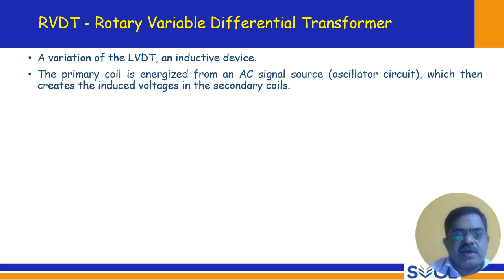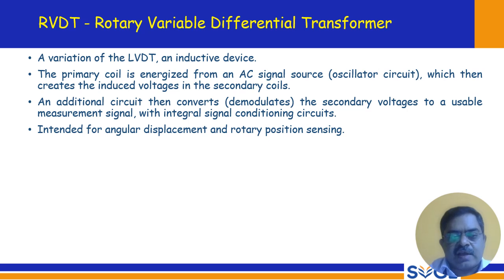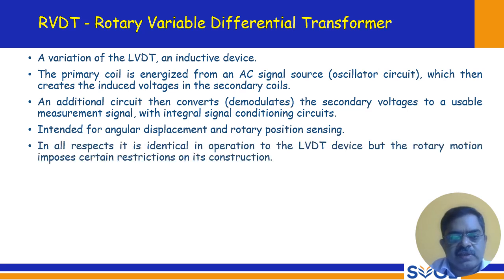Here the primary coil is energized from an AC signal source oscillator circuit, which creates the induced voltages in the secondary coils. An additional circuit then demodulates the secondary voltages to a usable measurement signal with integral signal conditioning circuits. It is intended for angular displacement and rotary positioning sensing. In all respects, it is identical in operation to an LVDT device, but the rotary motion imposes certain restrictions on its construction.